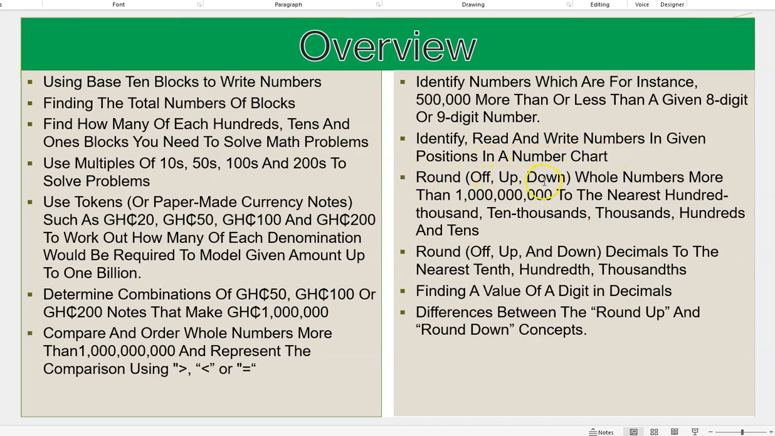Round off up and down whole numbers more than 1 billion to the nearest hundreds, 100,000s, 10,000s, thousands, hundreds, and tens. Round off up and down decimals to the nearest tenth, hundredth, and thousandth, finding the value of a digit in decimals. And lastly, the difference between the round up and round down concept.